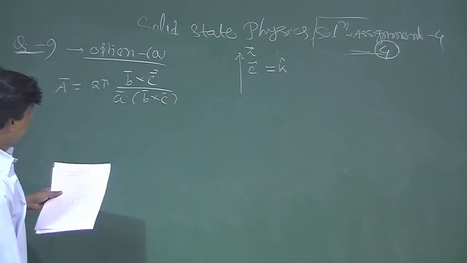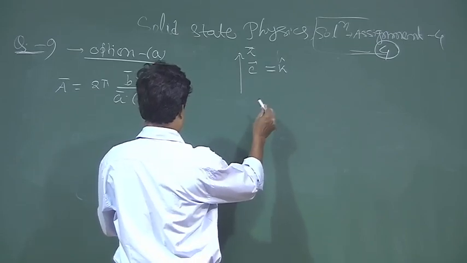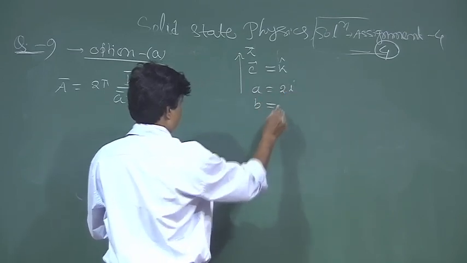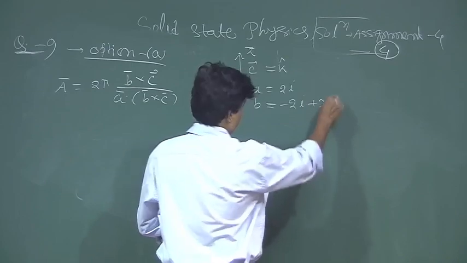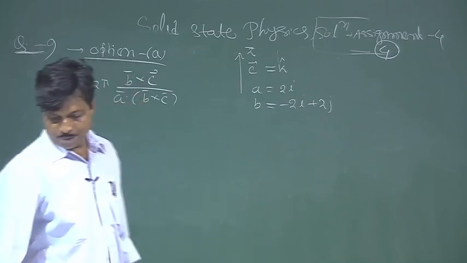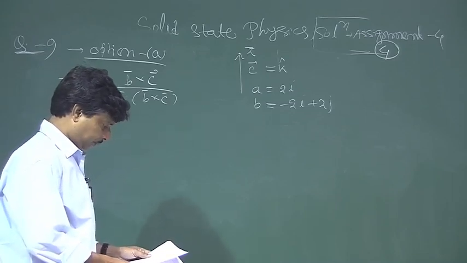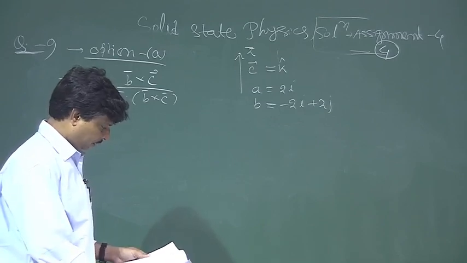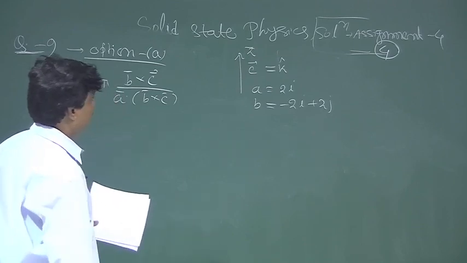So, what are the other vectors A and B? Your A vector is 2i, and your B vector, this is given, B vector is minus 2i plus 2j.